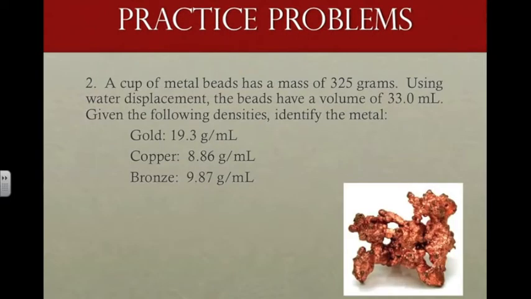So here's another one. A cup of metal beads has a mass of 325 grams. Using water displacement, the beads have a volume of 33 milliliters. Given the following densities, identify the metal. Okay, so the neat thing about density is that for a substance, it is the same no matter where it comes from. So, for example, all gold on the earth has a density of 19.3 grams per milliliter, and copper has a density of 8.86 grams per milliliter. Okay, and this is true even for different types of wood, glass, plastic, okay?